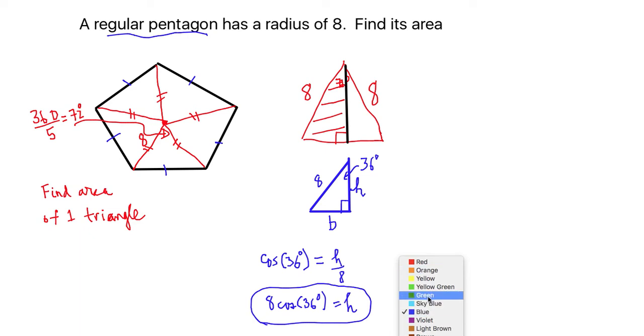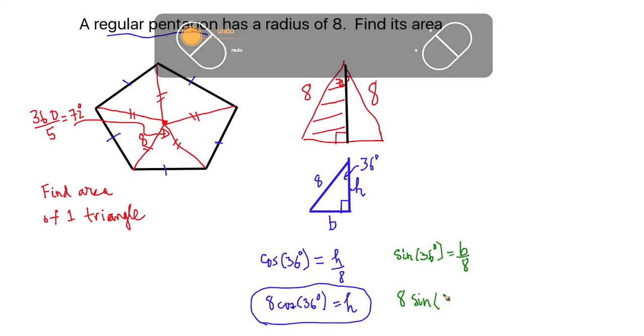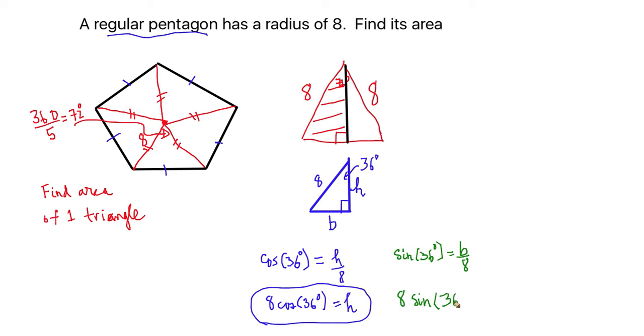the base. Well, this base down here is the opposite side of 36 degrees, so we will use the sine ratio. The sine of 36 degrees is equal to b, the base, over 8. So that means 8 times the sine of 36 is equal to b. And once again, whatever this value is, I'm not going to worry too much about it. We'll put it all together into the final step here. But we know that this is how we calculate b, the base.